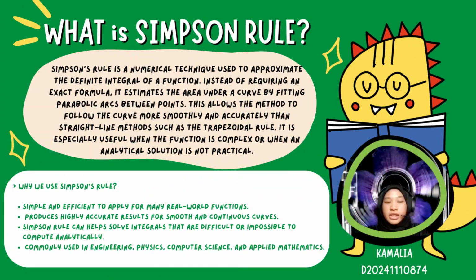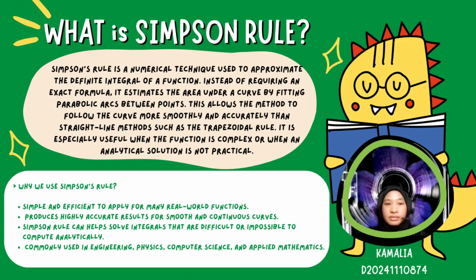What is Simpson's rule? Simpson's rule is a numerical technique used to approximate the definite integral of a function. Instead of requiring an exact formula, it estimates the area under a curve by fitting parabolic arcs between points. This allows the method to follow the curve more smoothly and accurately than straight-line methods such as the trapezoidal rule. It is especially useful when the function is complex or when an analytical solution is not practical.